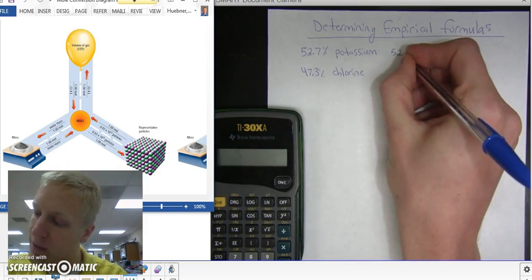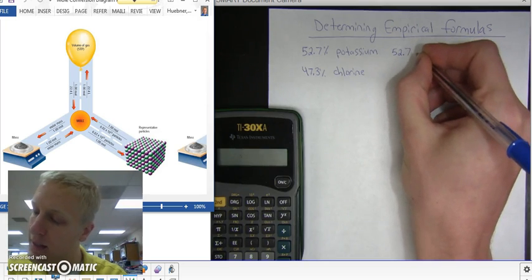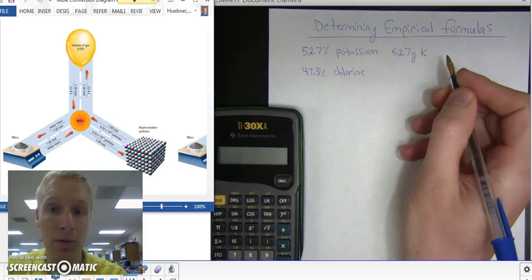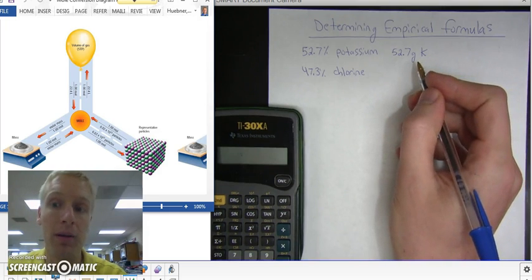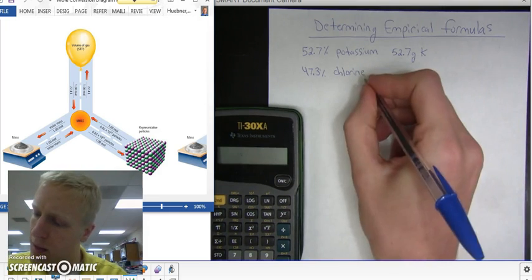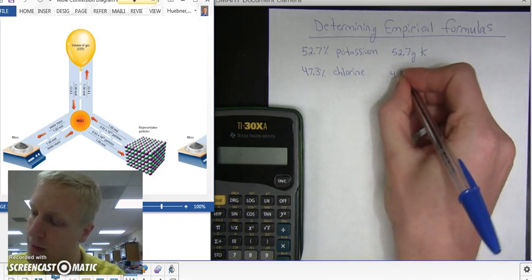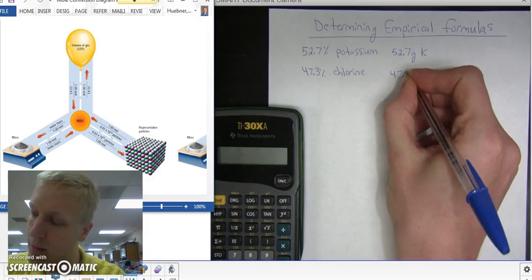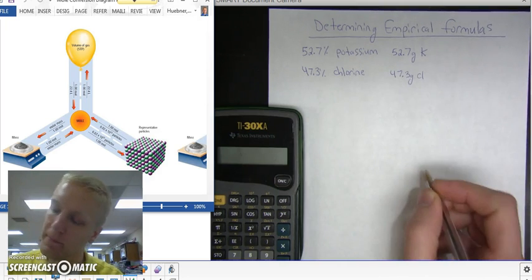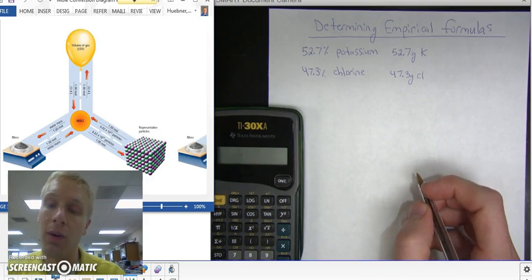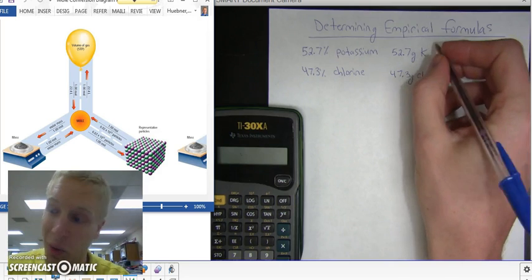So I got 52.7 grams of potassium, and I'm looking for the empirical formula, which is the lowest whole number mole ratio. 47.3% of chlorine is 47.3 grams of chlorine, and it's the lowest whole number mole ratio, which means we need to convert to moles. When in doubt, mole it out.